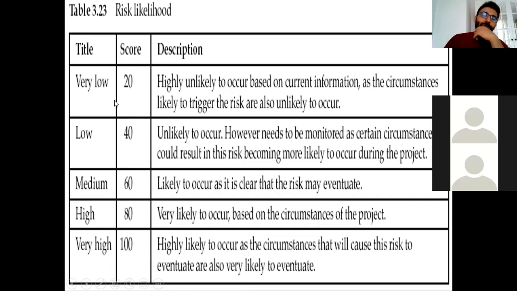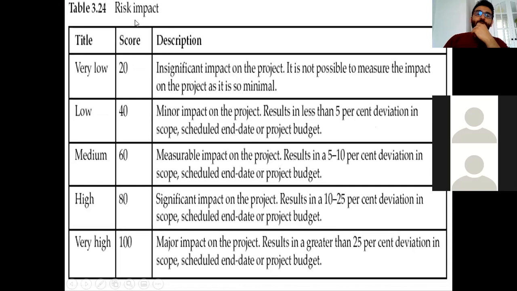This is the actual probability score that you give for a risk factor. And then you score the impact of that risk, from very low to very high, giving scores again. If there is insignificant impact, you give 20. If it's low, your minor impact is 40. So this is a kind of risk impact table that you can develop.